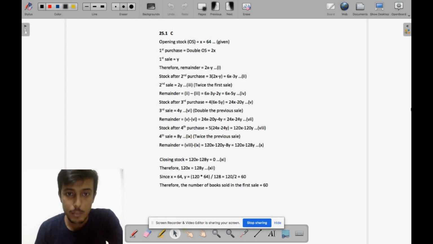And the third sale will be what? Double the sale in the second sale, which will be 2y into 2, which is 4y. As you can see, double the previous sale. So now again, what will the remainder be?